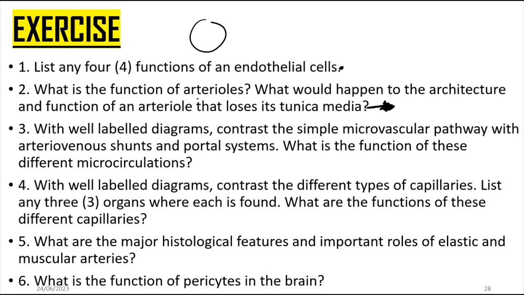The sinusoidal capillaries, those capillaries that we highlighted at the beginning of the lab. List any three organs where each is found. What are the functions of these different capillaries? Number five, what are the major histological features and important roles of elastic and muscular arteries? Number six, what is the function of pericytes in the brain? Formation of the blood-brain barrier.